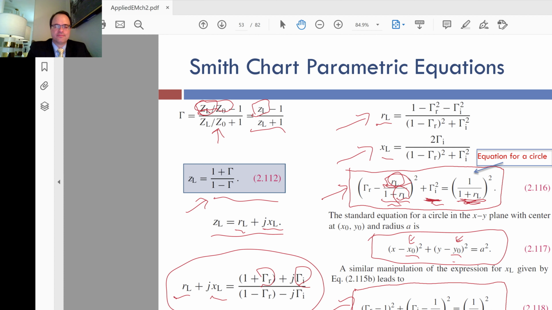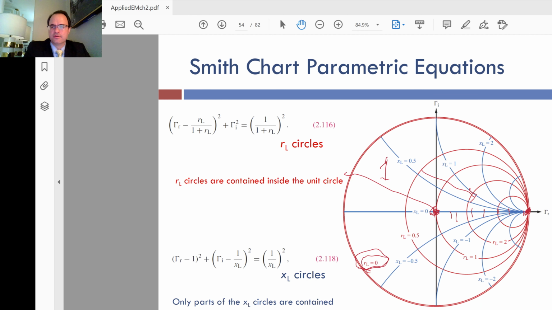For very large positive XLs, my family of circles is centered about very large positive y naught values. But notice that my x naught for these family of curves is always 1. And my radius for very small X sub L's is very large, and for very large X sub L's, my radius is very small. Okay, so let's put those family of curves onto our construction.